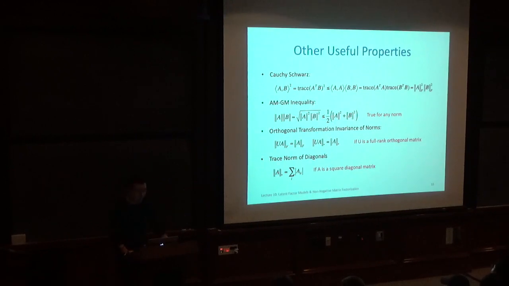OK, a few other properties that may be useful on homework 5 after the Kaggle competition include things like the Cauchy-Schwarz inequality for matrices, the arithmetic mean, geometric mean inequalities, the fact that, as we've talked about before, orthogonal matrices are norm preserving, and if A is a square diagonal matrix, then the trace norm is just equal to the sum of the diagonals.